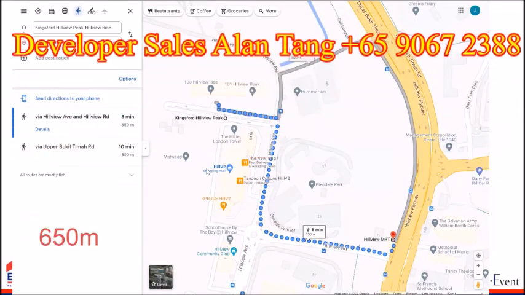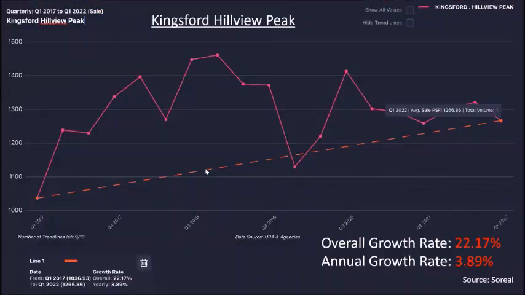So Kingsford Hillview Peak. Now, number one, what is the overall growth rate in Singapore? Can you type in the chat? What is the overall growth rate in Singapore? 11 point what? You all remember? Very good. Thank you very much. Okay, 11.34. So is this better than 11.34? Answer is yes. It is better than 11.34.